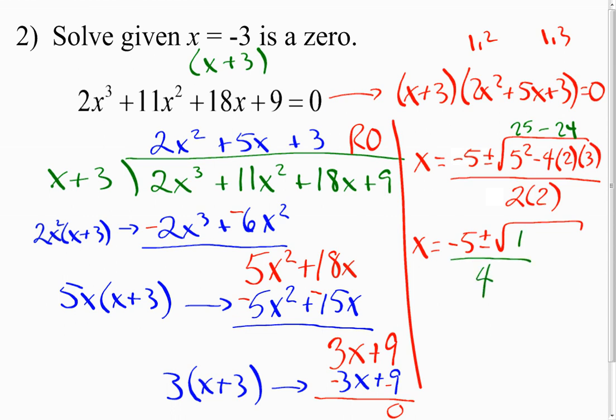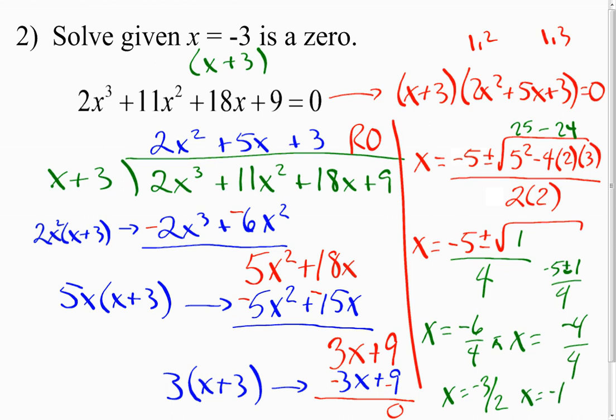Sometimes you may not see it, right? So anyway, I get negative 6 over 4, because that's going to just be 1. So here, negative 5 plus or minus 1 over 4, so I get negative 6 over 4, and x is going to equal negative 4 over 4, so that means my other two answers are going to be negative 3/2 and negative 1. Right? Perfect. I hope you saw the factoring, because that would be cool.